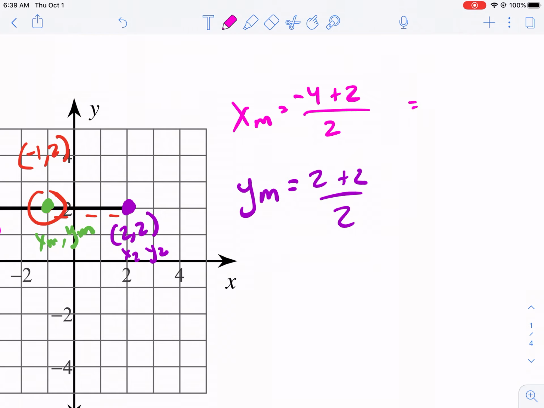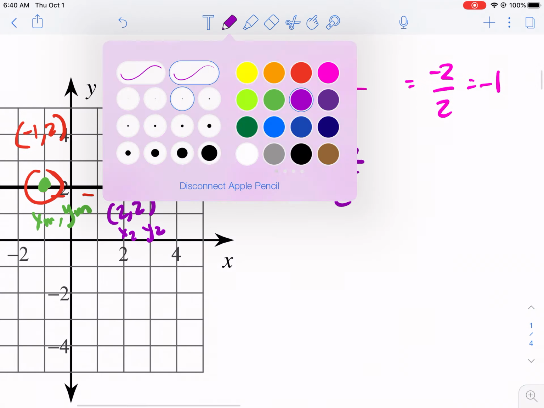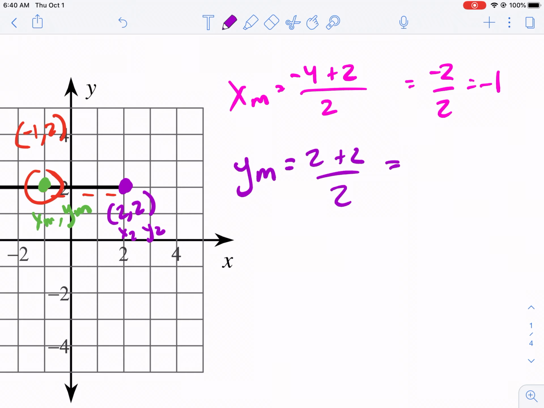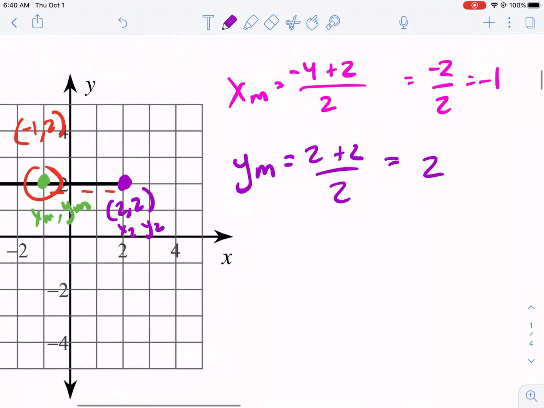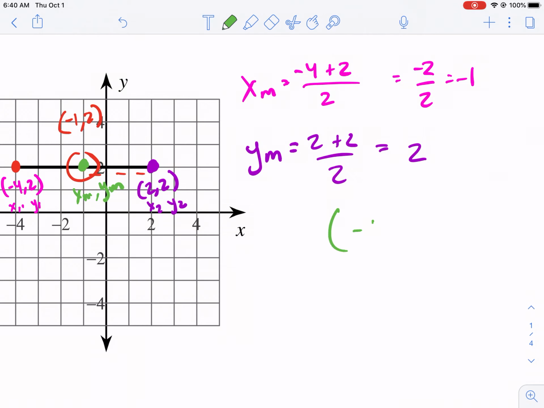So we get -2 plus 2 is 2 divided by 2 is 1. So I get 1. Oh, but it's negative. So that's why you should not combine steps in your head. So we have -2 over 2. That is equal to -1. This guy, we have 2 plus 2 is 4 divided by 2 is going to be 2. So if I were to combine this into my midpoint, look what I get. I get -1, comma 2, and that's exactly what we got here.